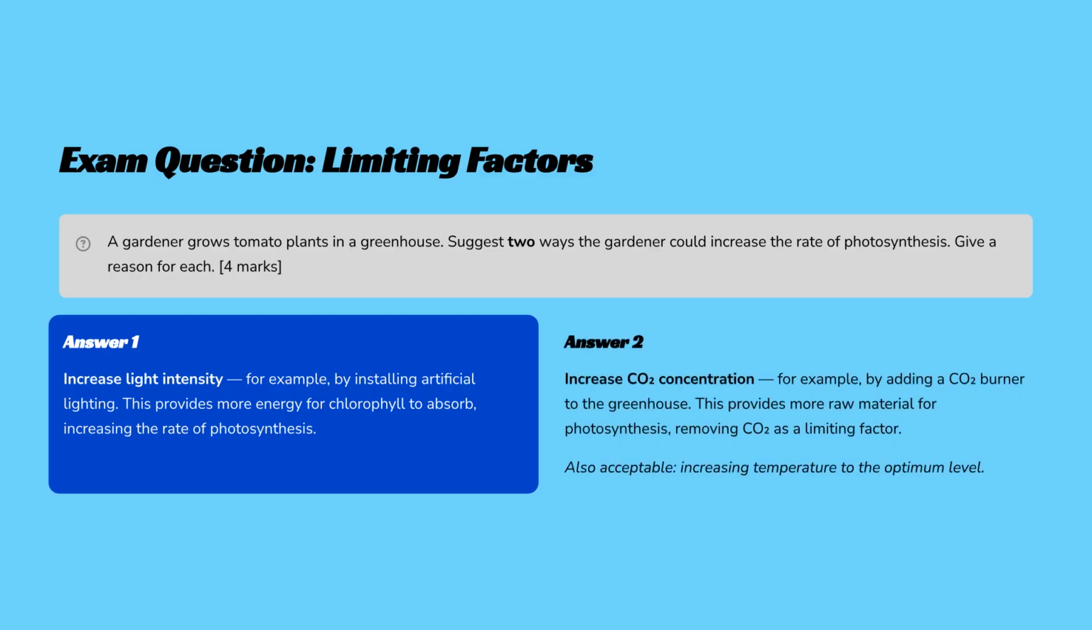They can also increase carbon dioxide concentration, such as by using a carbon dioxide burner, which supplies more raw material and removes carbon dioxide as a limiting factor.